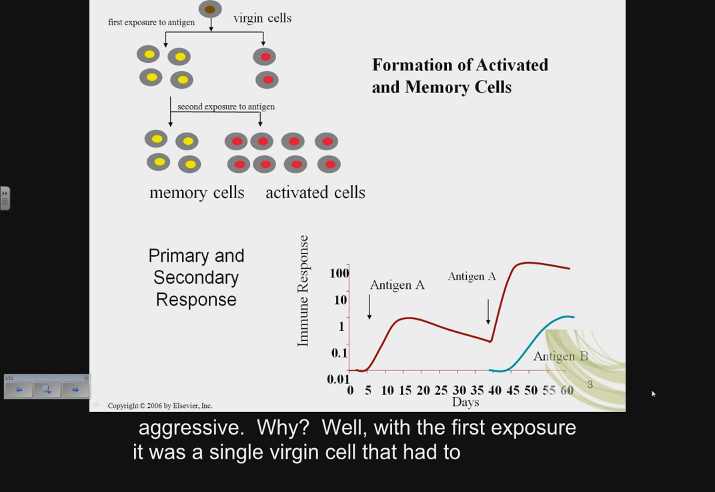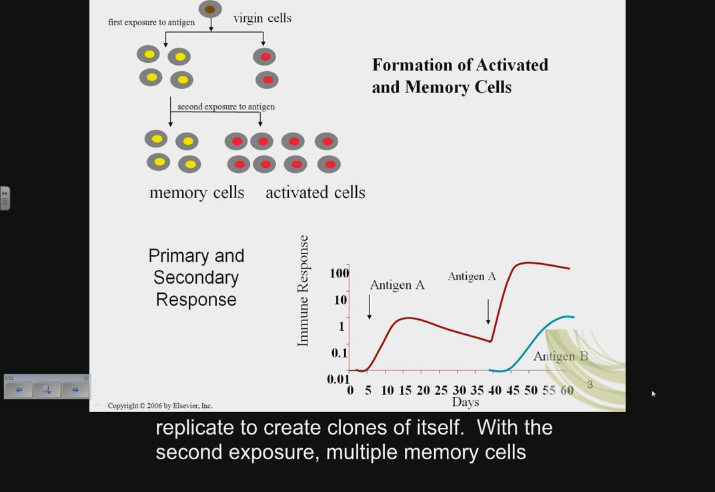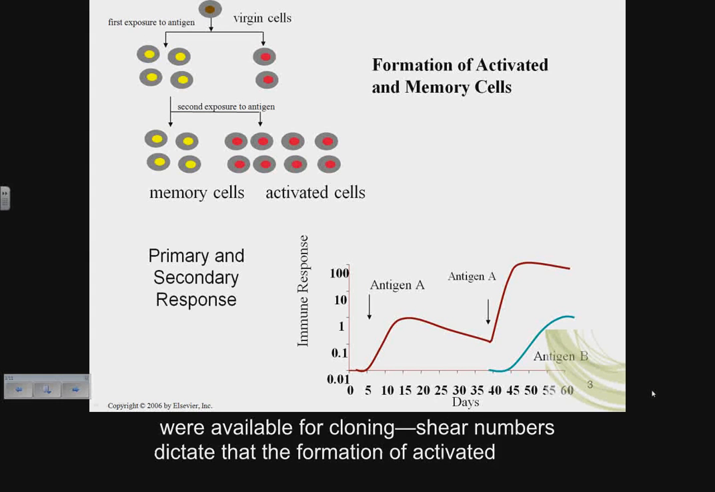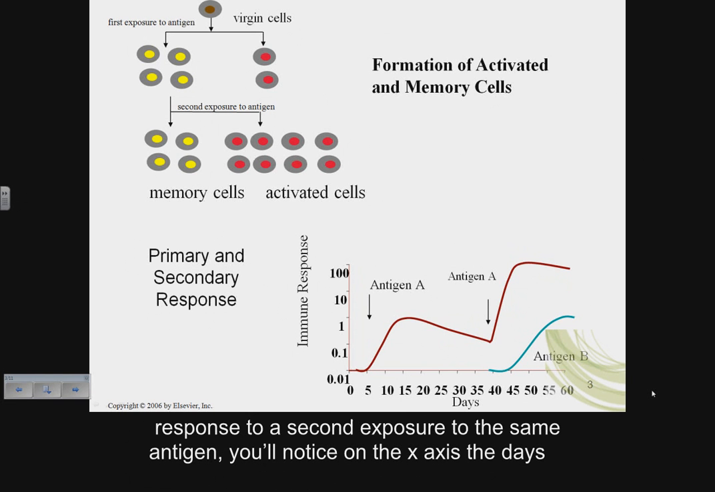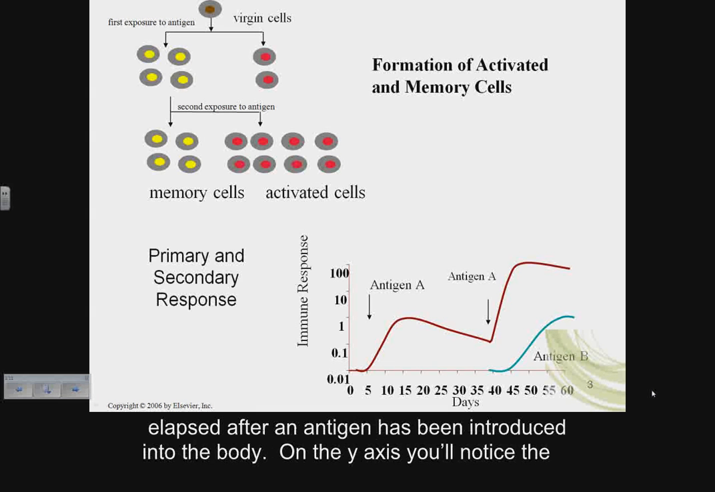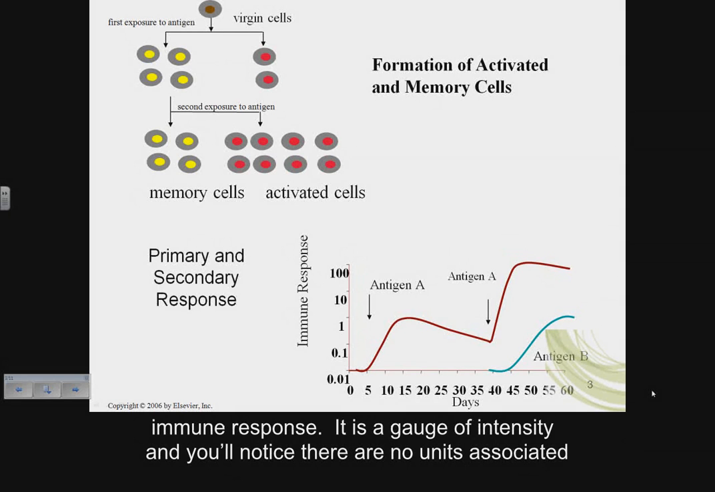Why? Well, with the first exposure, it was a single virgin cell that had to replicate to create clones of itself. With the second exposure, multiple memory cells were available for cloning. Sheer numbers dictate that the formation of activated cells will occur more rapidly and more abundantly. Using a graph to describe the quicker response to a second exposure to the same antigen, you'll notice on the x-axis the days elapsed after an antigen has been introduced into the body. On the y-axis, you'll notice the immune response.